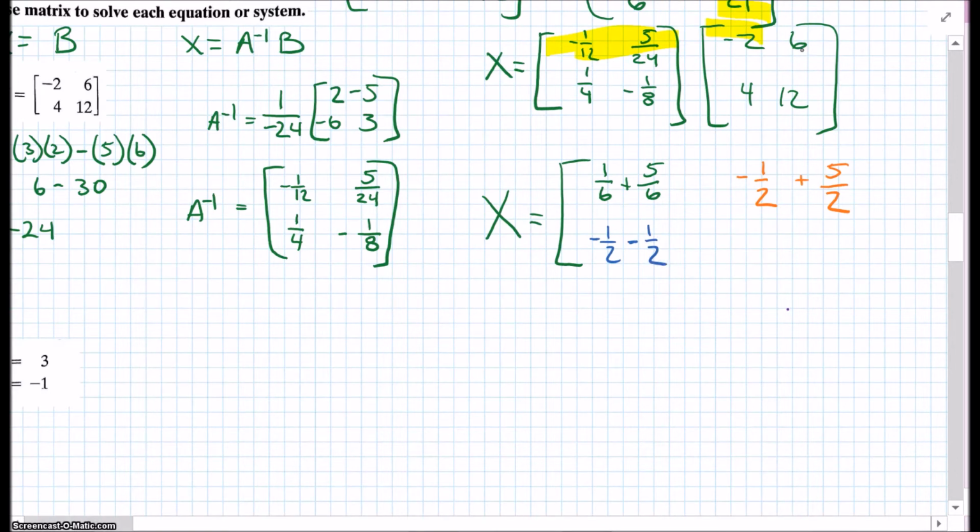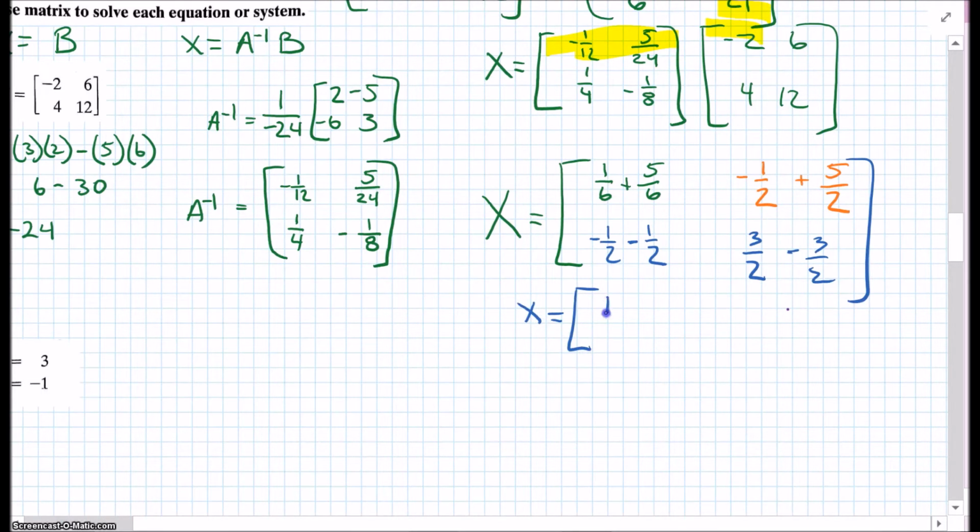Okay, second row, last column. 1/4 times 6 would be 6/4, which would reduce to 3/2. Negative 1/8 times 12 would be 12/-8, which would reduce to negative 3/2. So now we can simplify this matrix a little bit.